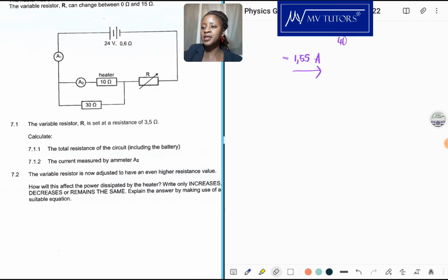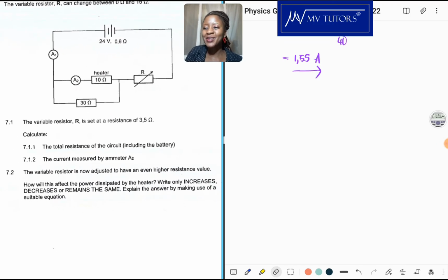The variable resistor is now adjusted to have an even higher resistance value. So now we go from 3.5 to a higher value like 5 or 7 or 8, whatever. Now it says, how will this affect the power dissipated by the heater? So will it increase, decrease, or remain the same? And explain the answer by using a suitable equation.